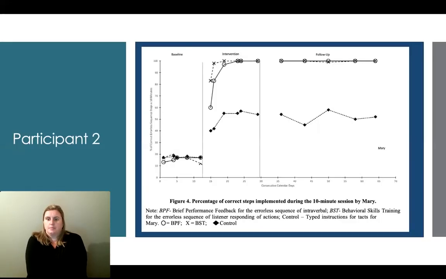So I think this is better exemplified in this graph, which is a little cleaner. What we're seeing is exactly that: a consistent baseline, and BST, which is the little x's, shows more rapid or more drastic improvements after first implementation. But again, after a few sessions, levels of implementation overlap, which were optimal for both training interventions. During follow-up, skills trained under BPF and BST really maintain optimal levels of implementation.